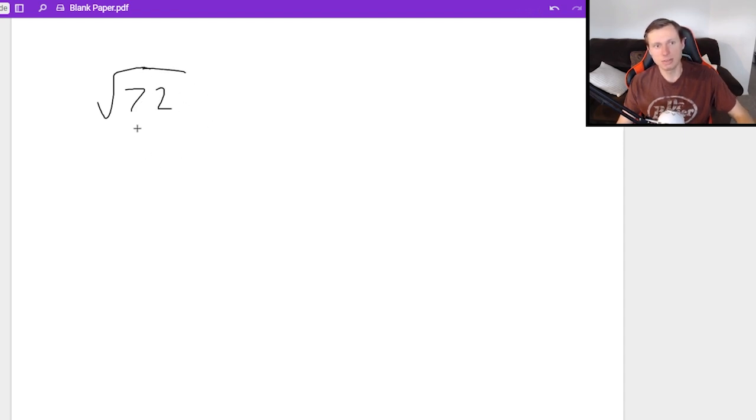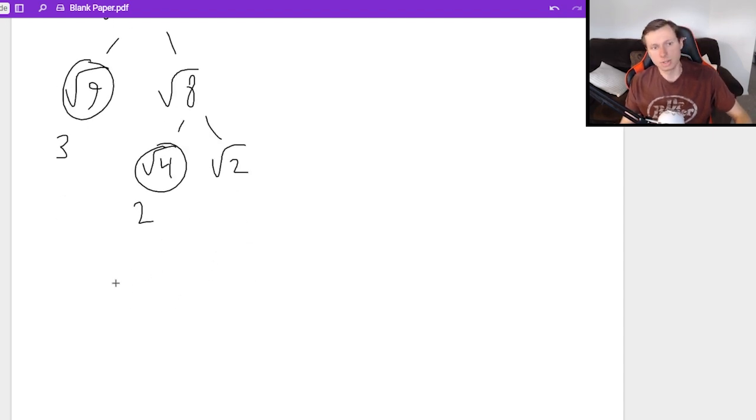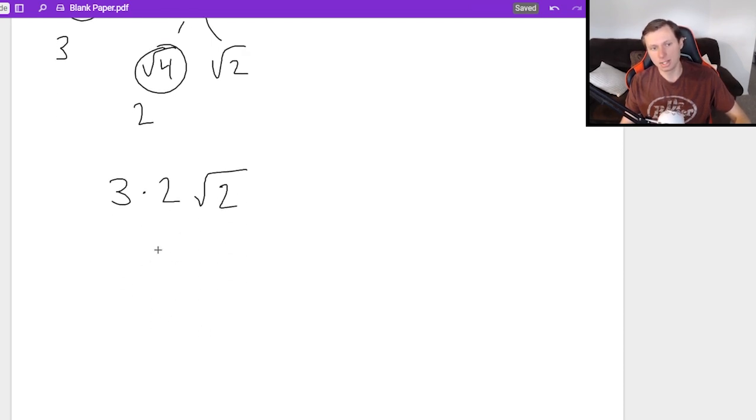Well, the square root of 72, that can be broken up into root 9 and root 8. Root 9, of course, is a perfect square. That's 3. Root 8 can be broken up into root 4 and root 2. Root 4 is a perfect square. That's 2. So it looks like for this one, I've got 3 times 2 outside the square root, and still inside the square root is that 2 right there. So the final answer is 6 root 2.